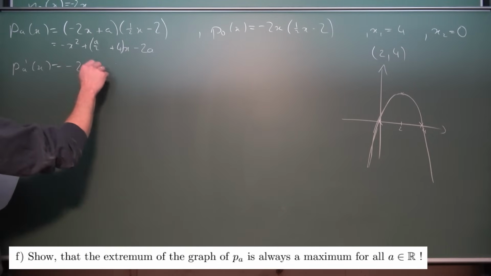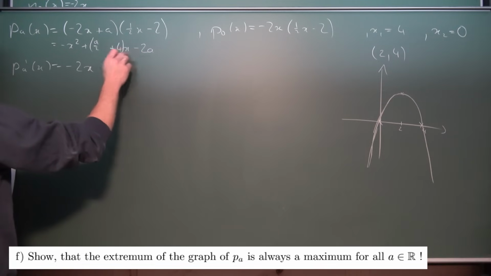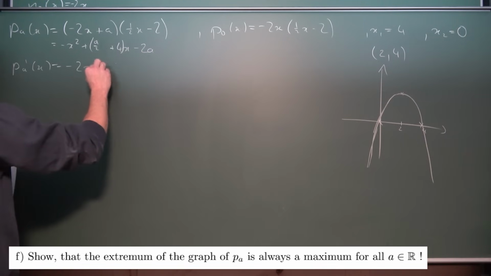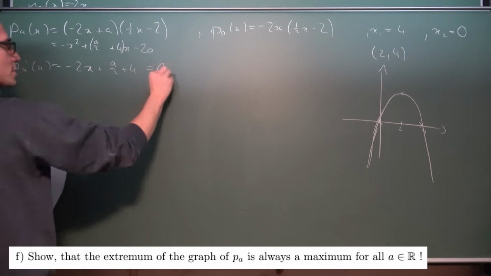We're going to get negative 2x. This right here is going to vanish in the process, the y-intercept, and then we are going to get plus a over 2 plus 4. And now we can solve this right here.